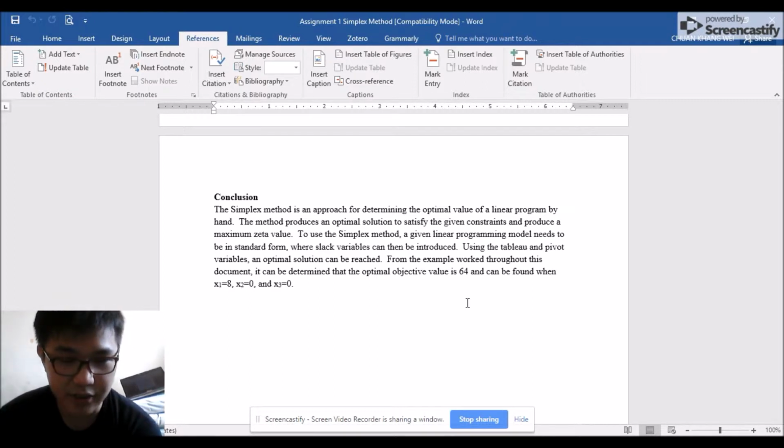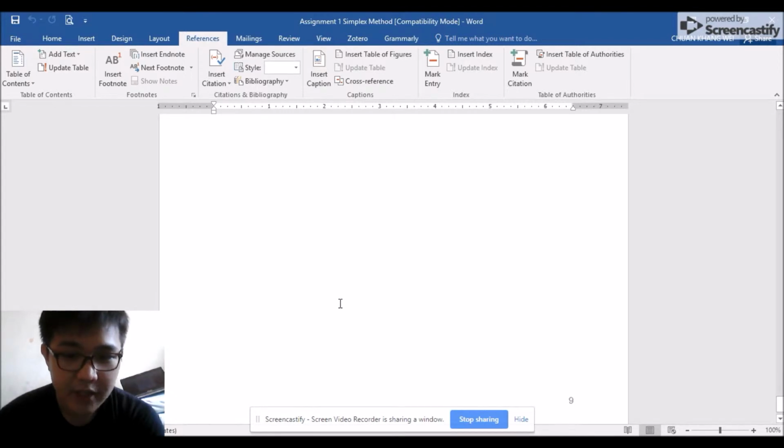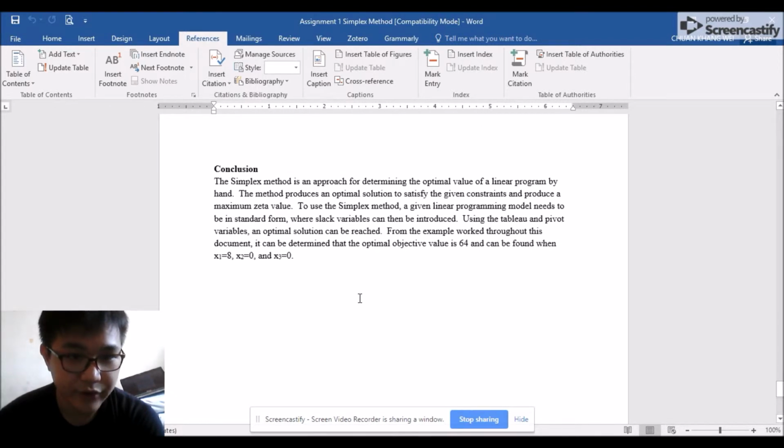And as a conclusion, from the example we found out that the optimal objective value is 64. It can be found at the values x1 equals 8, x2 equals 0, and x3 equals 0. That's all for this example.